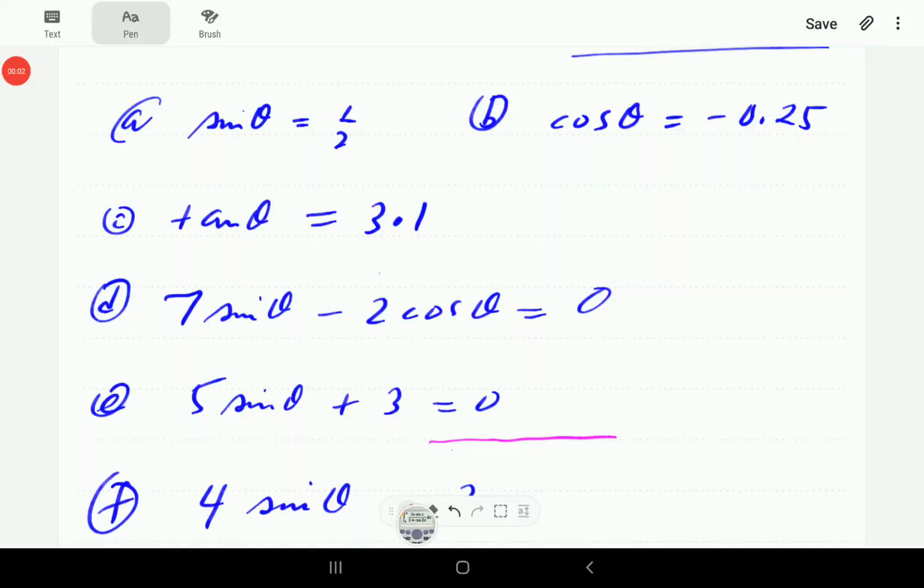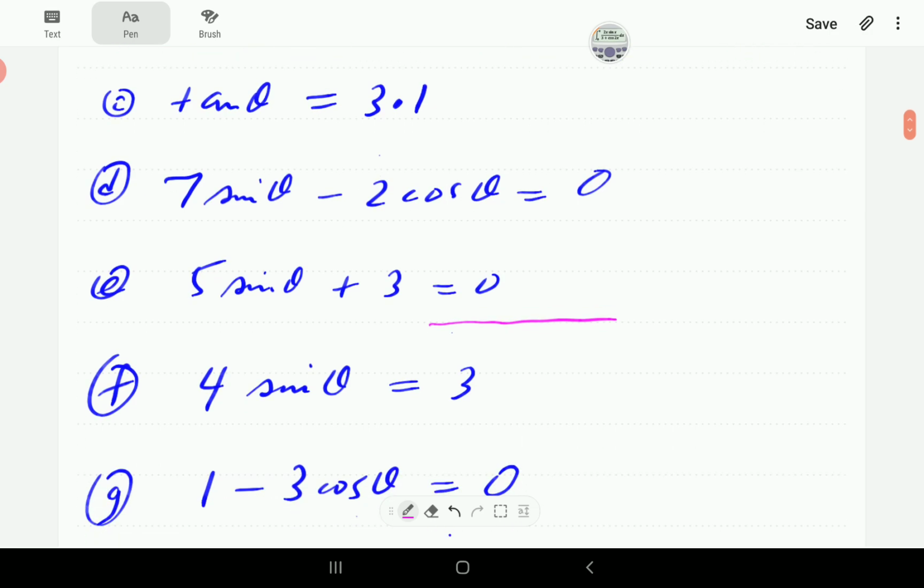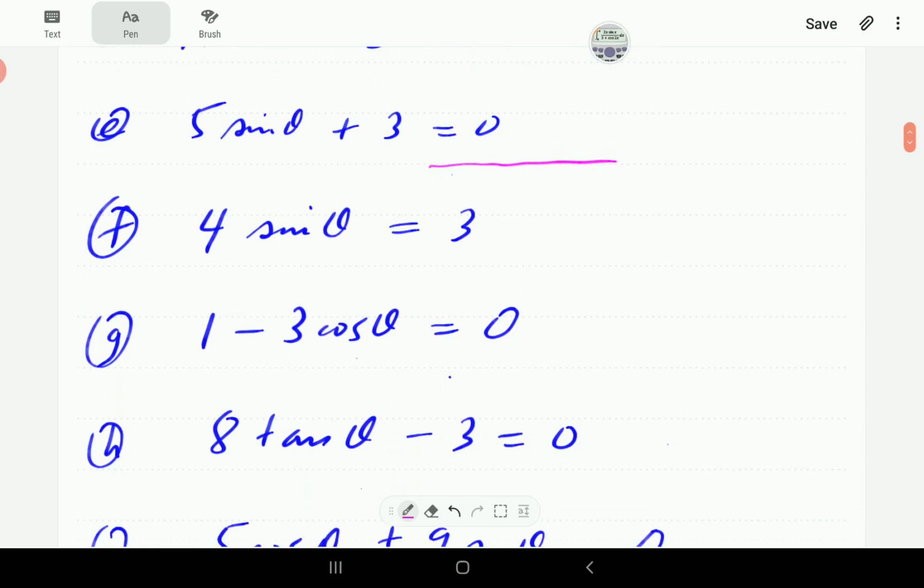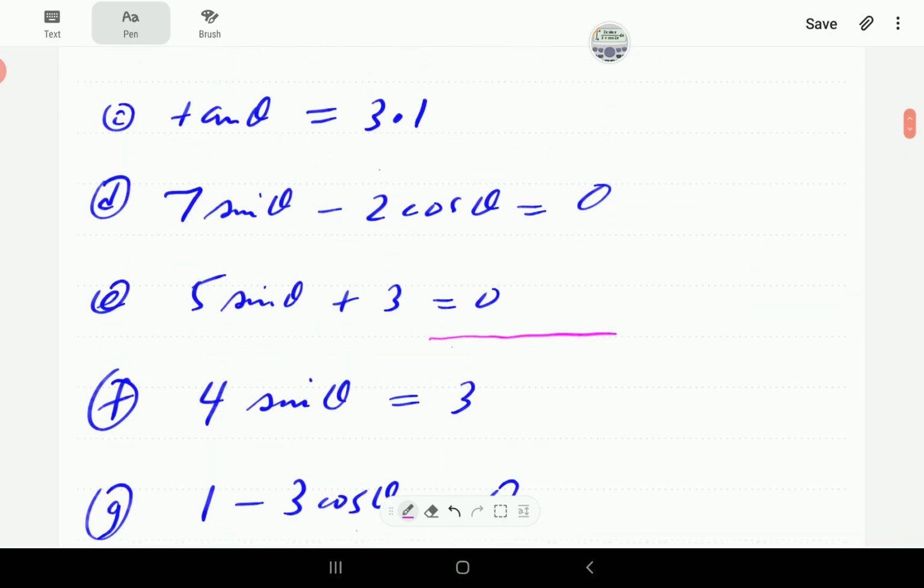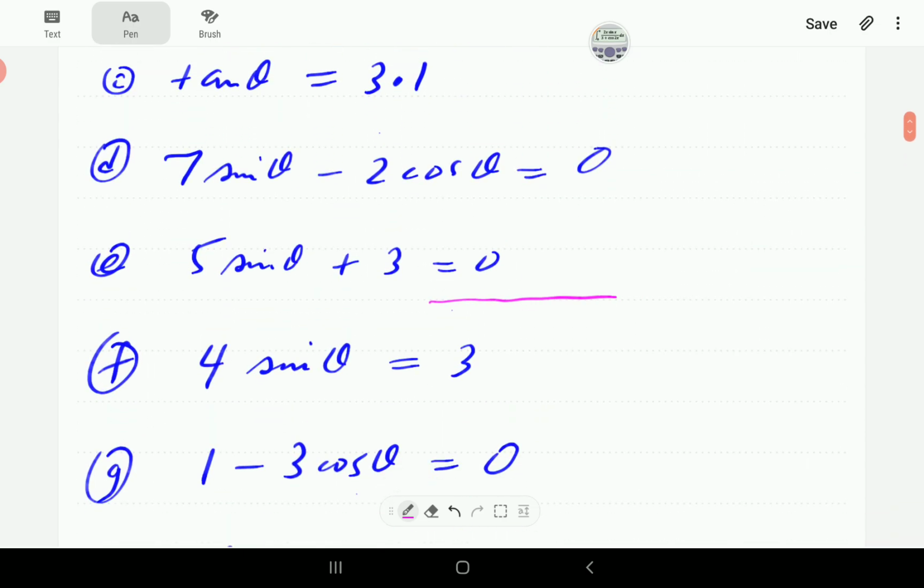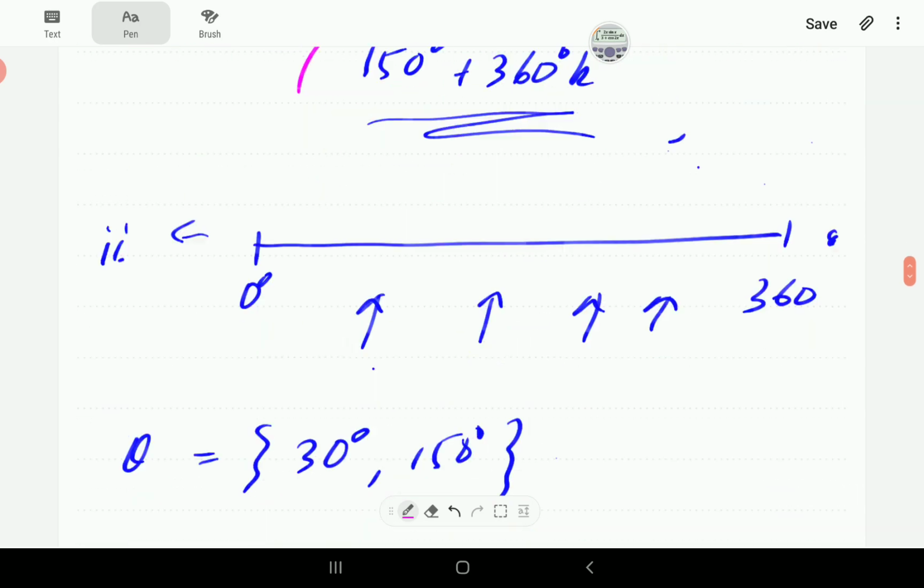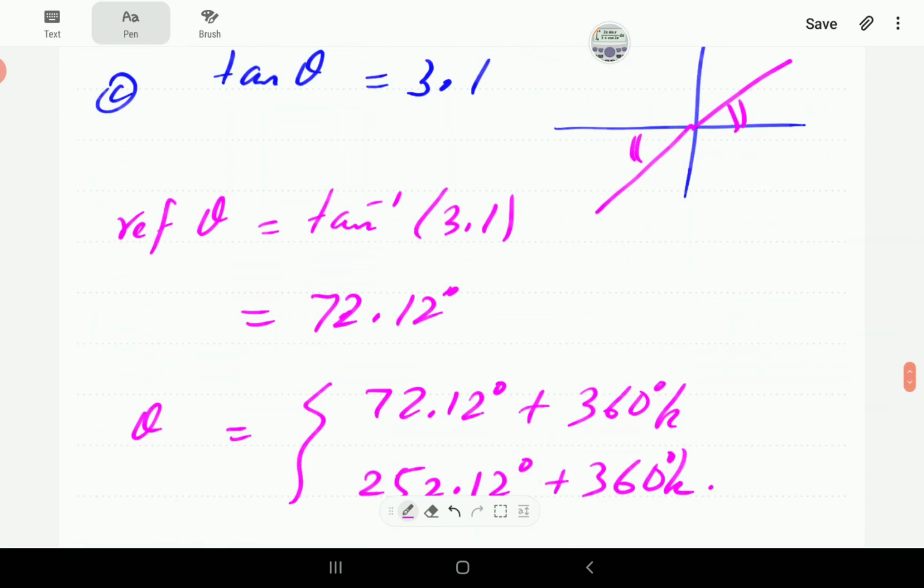All right. In the previous video, we solved equations A, B, C. In this video, we're going to solve D and E. Then I'm going to give you a chance to have a go at F, G, H, and I on your own. So D: 7 sine theta minus 2 cos theta equals 0.